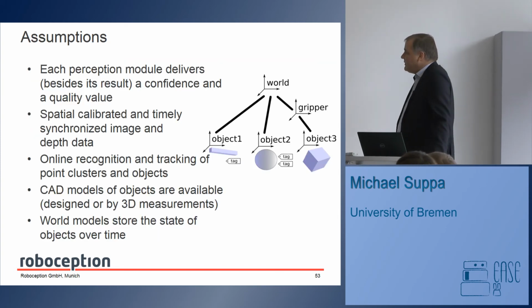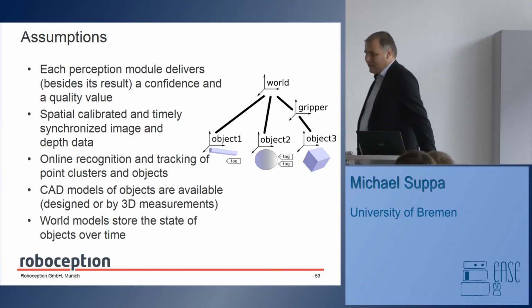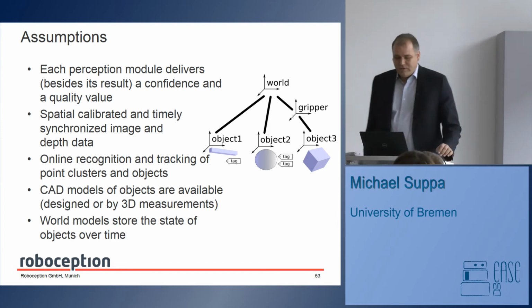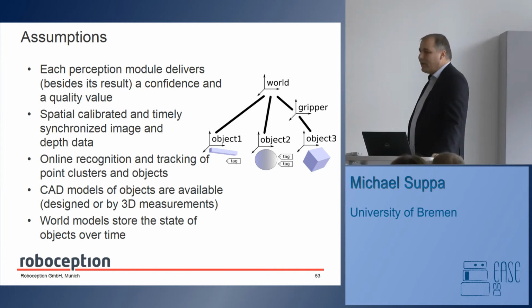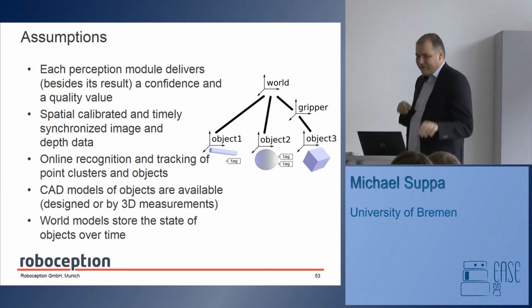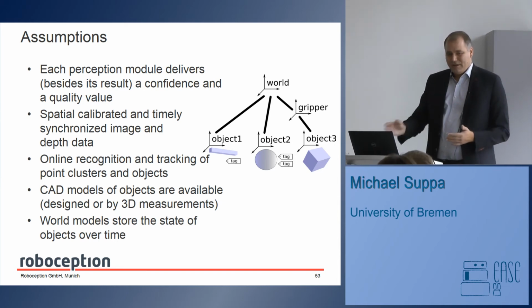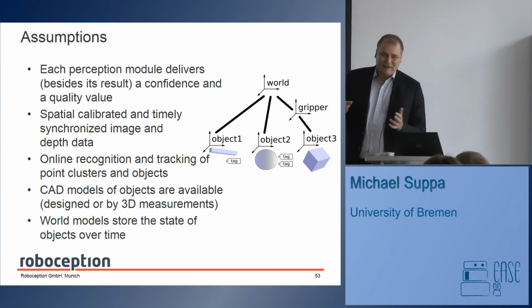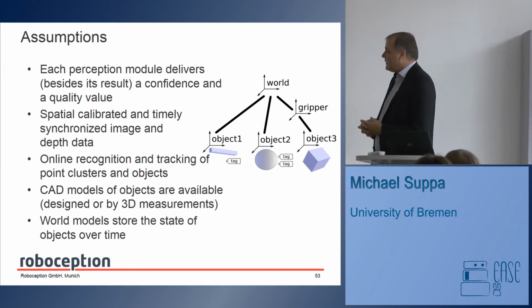Most of our assumption is that we require each perception module to deliver confidence and quality. So when something is developed at Roboception, that's a requirement. We always do this, also for object recognition and the other tasks. We are assuming that we have spatially calibrated and timely synchronized image and data. So we have timestamps on everything, and the time is correct. We are not guessing out of video images where we don't know the timing and all that stuff. That's our assumption here as well.